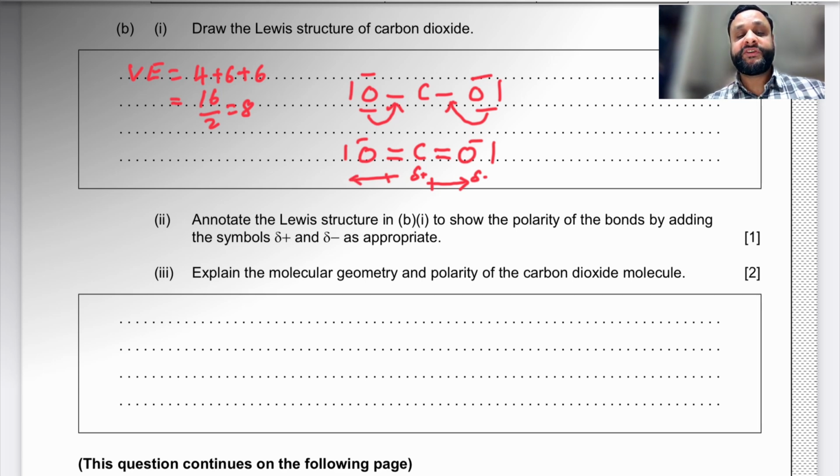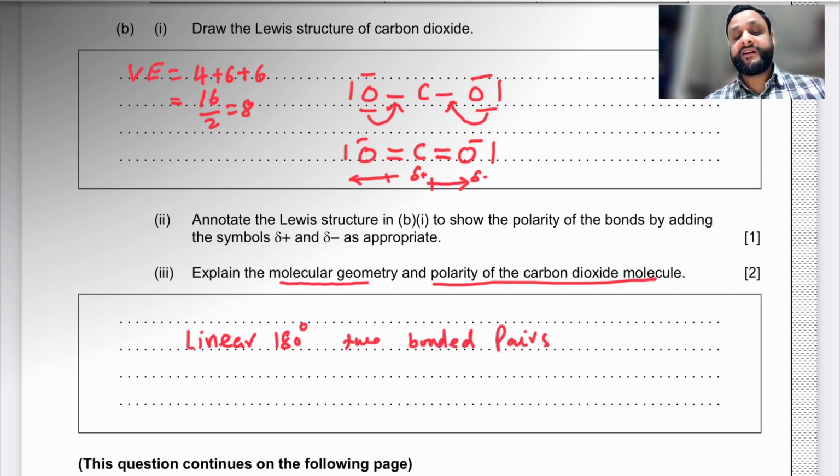Explain the molecular geometry and polarity of the carbon dioxide molecule. We can see there are 2 electron domains around the central atom. Carbon is the central atom, and there are 2 electron domains, because a double bond is considered as 1 electron domain. So there's no lone pair. We can say the geometry is linear and the bond angle will be 180, as we have 2 bonded pairs around the central atom.